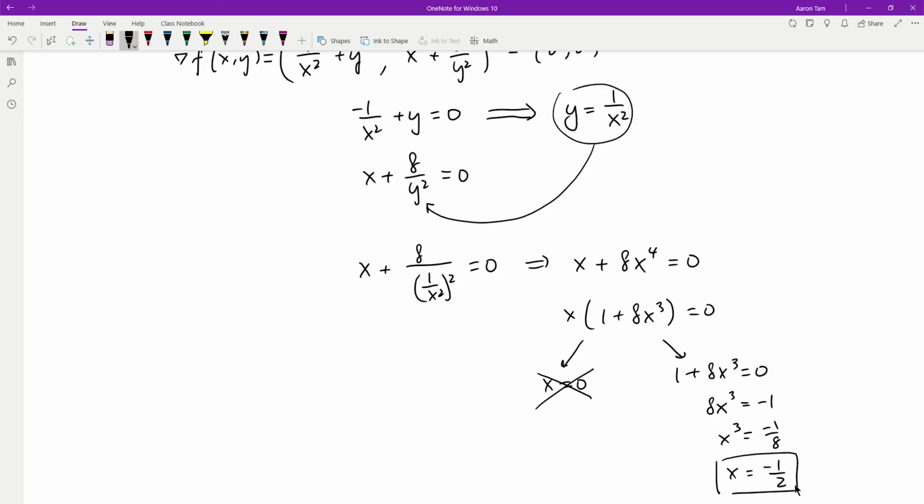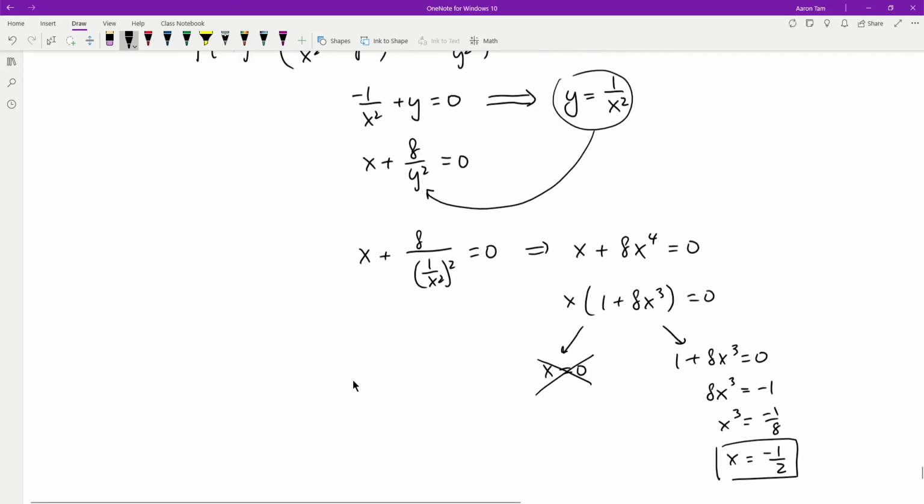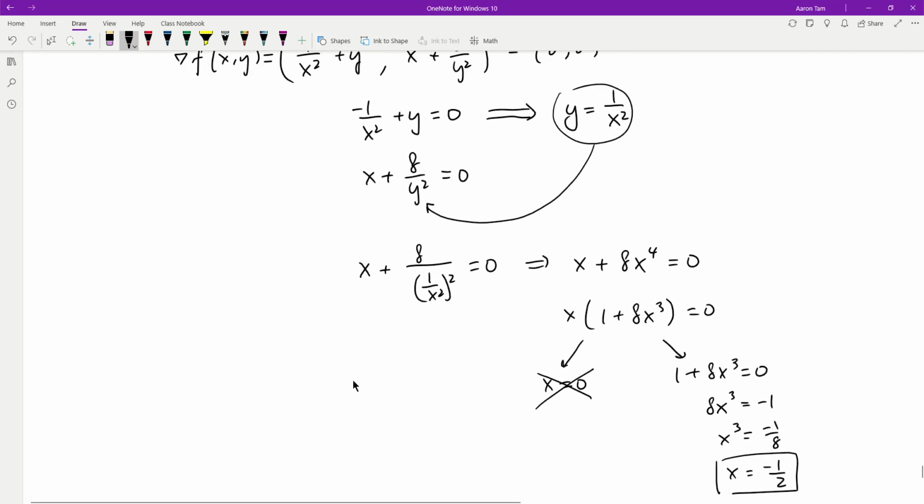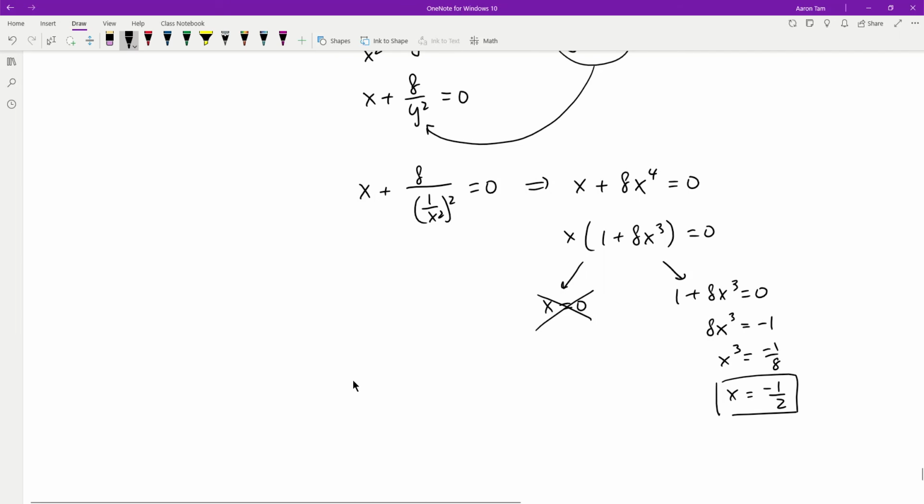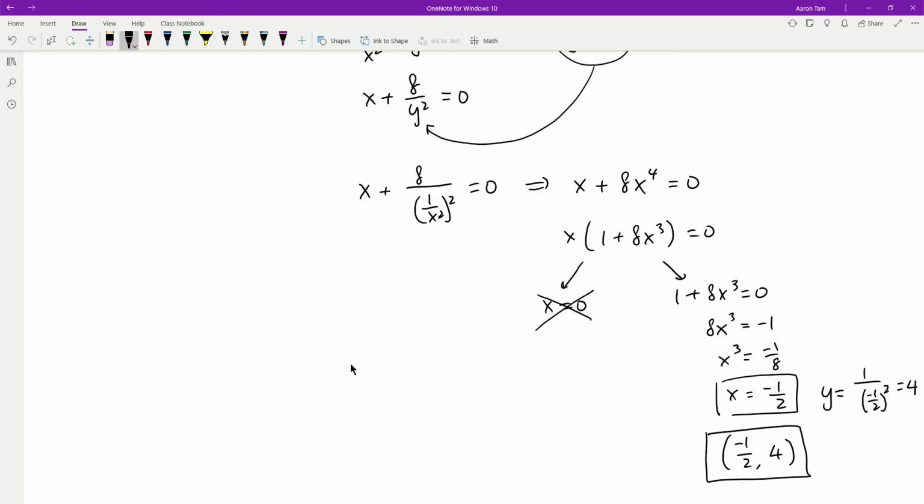Now that we have an answer, we can go and find y. y would be 1 over that squared, so y equals 1 over negative 1 over 2 squared. That comes out to be 4. Therefore, the critical point I'm looking for is negative 1/2, 4. That's not too bad. We only have one critical point.